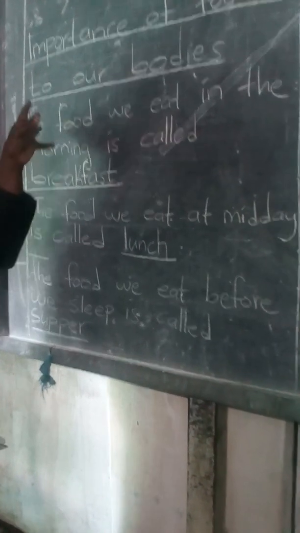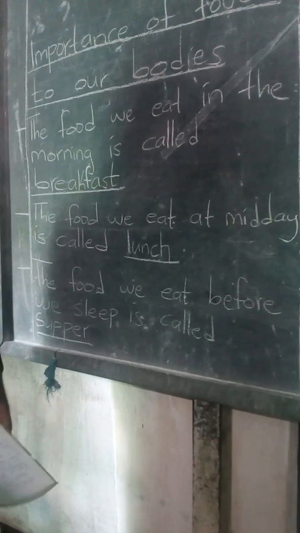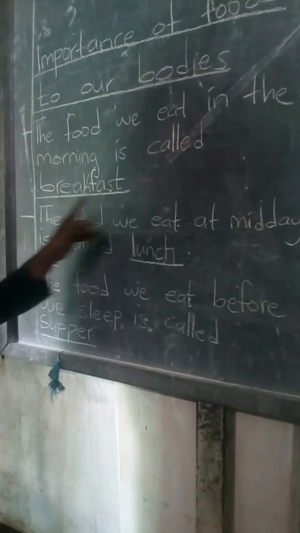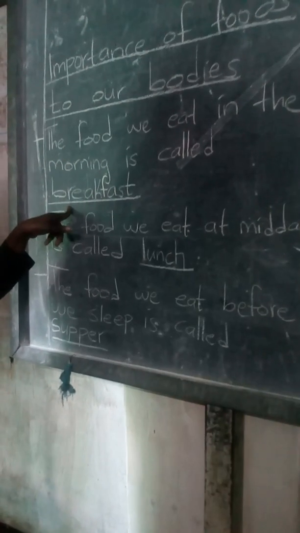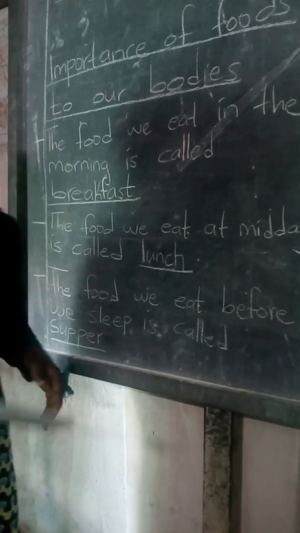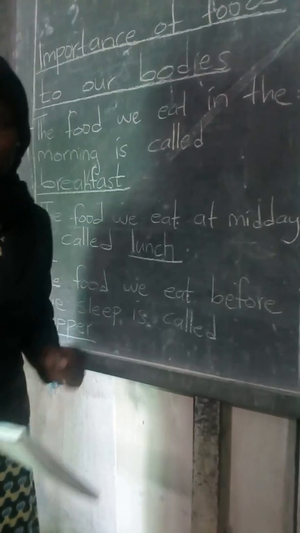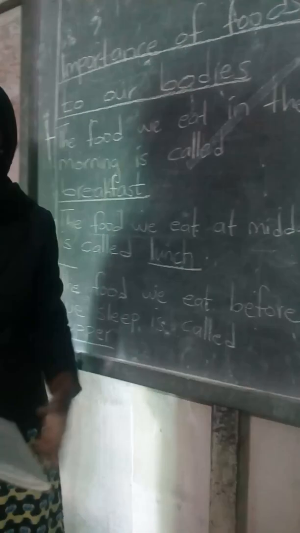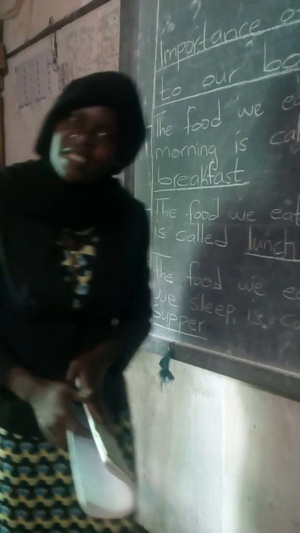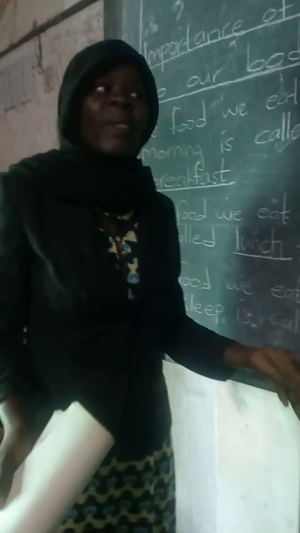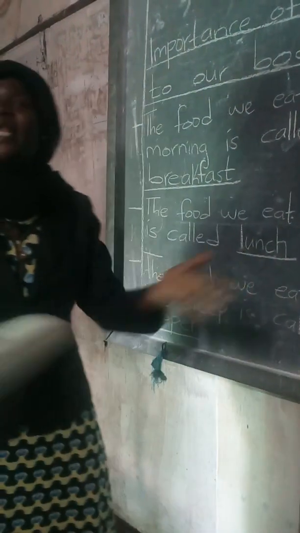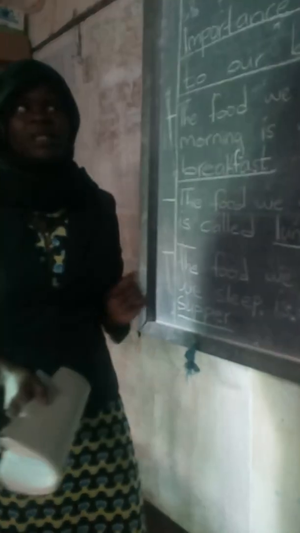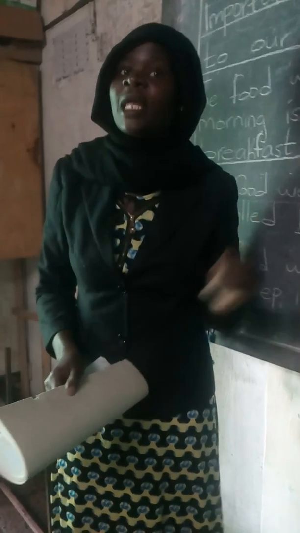First of all, if we wake up in the morning, the food we eat in the morning is called breakfast. Examples of the food that we eat in the morning are tea, porridge, mandazi, sweet potatoes, arrowroots, and many others. So you can think about other foods that I have not mentioned that you can eat in the morning.